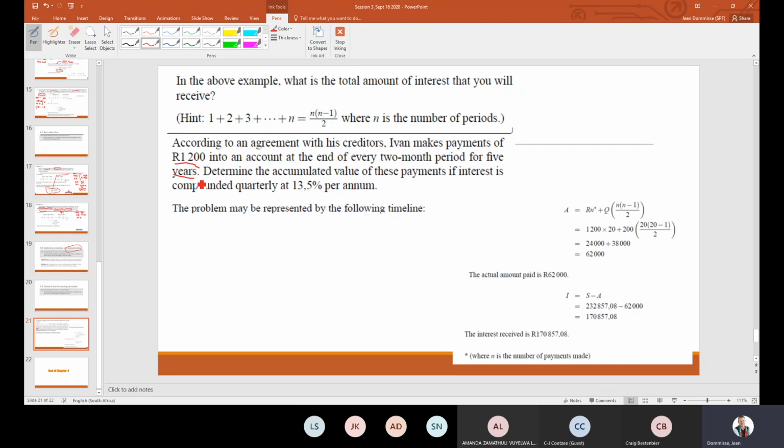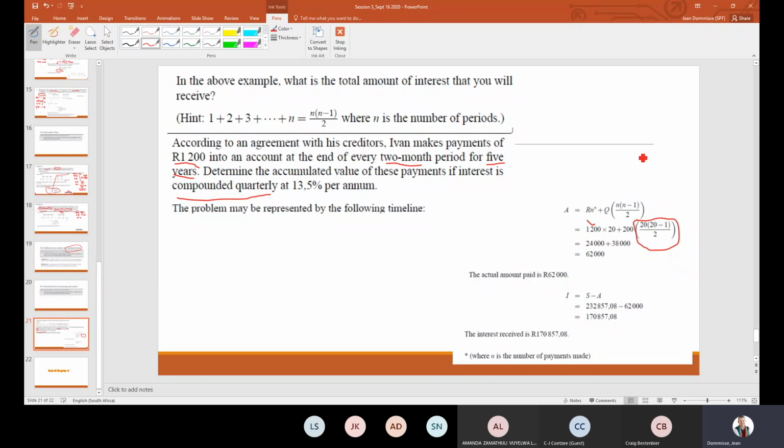So that is why they introduced this formula here. So let's look at what they actually did. Let's quickly do it: Ivan makes a payment of 1,200 into an account at the end of every 2 months for 5 years, and the payments are compounded quarterly.